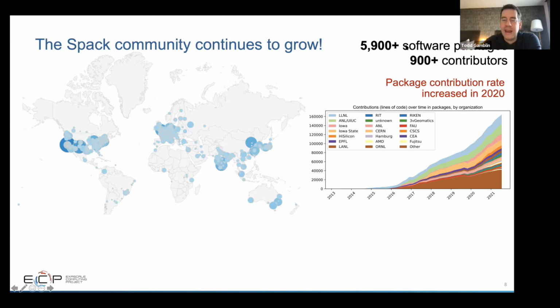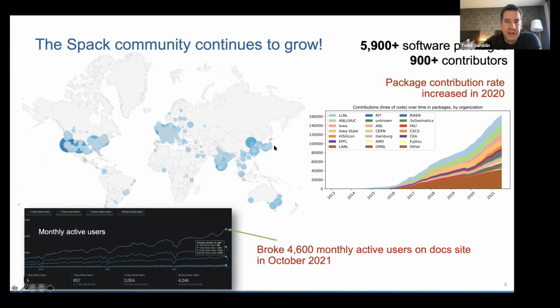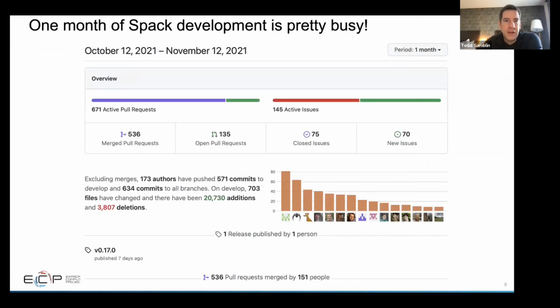So now there's like over 5,900 packages in Spack, and I think we have over 900 contributors for all time, which is pretty cool. And on the documentation site, these are basically places where we've seen people access the docs site. And we have close to 5,000 users monthly now, which is pretty cool. I don't think I ever thought this would take off the way that it has.